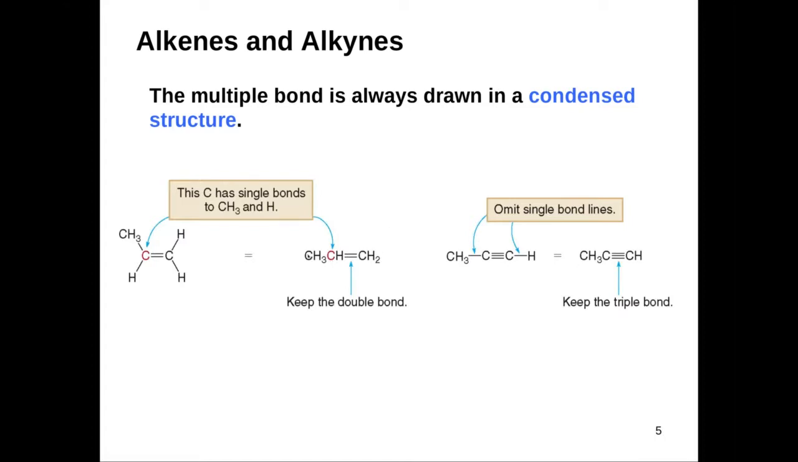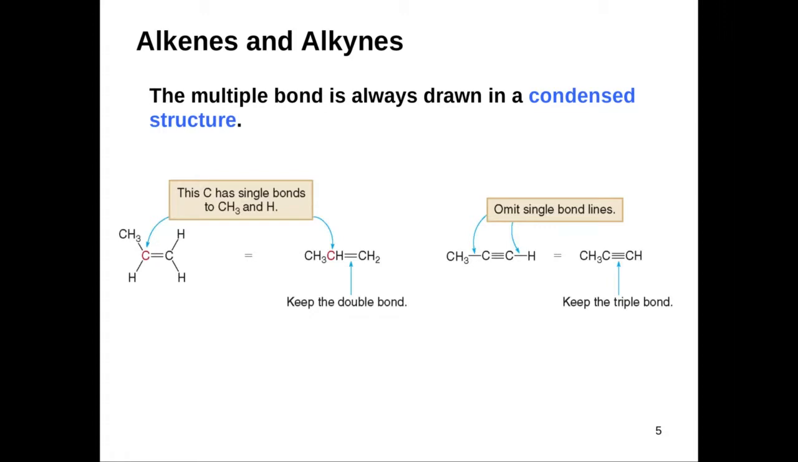So just to let you know, remember, because hydrogen can't double bond, right? It can only do one bond. And then the same thing here when we have a triple bond. Again, we have to keep the triple bond, but we get rid of the single bonds as well. So just a slightly different variation of what we did for alkanes.